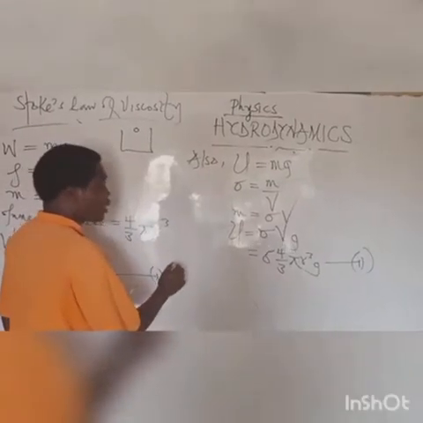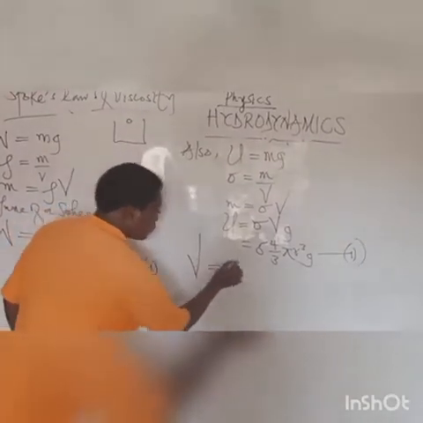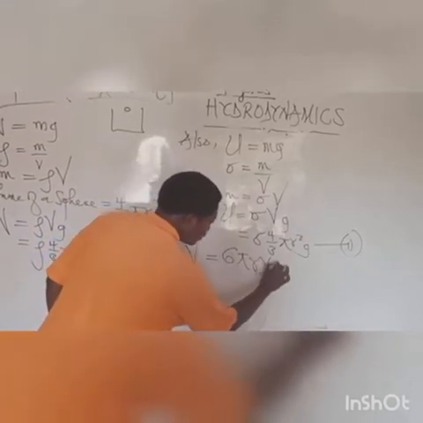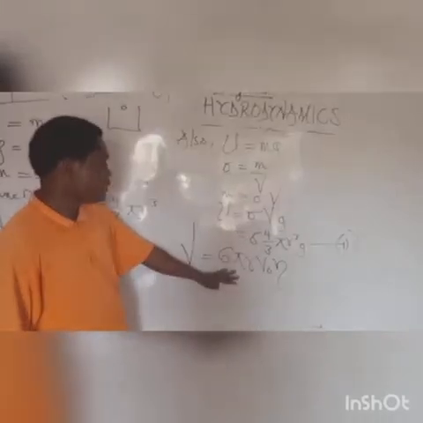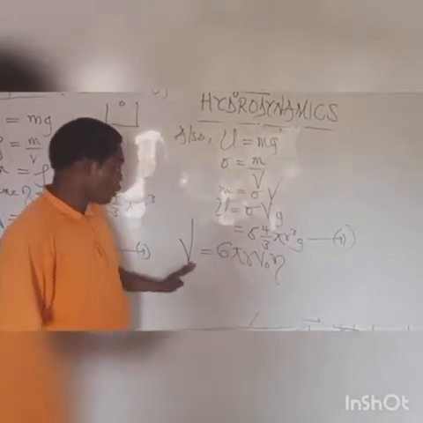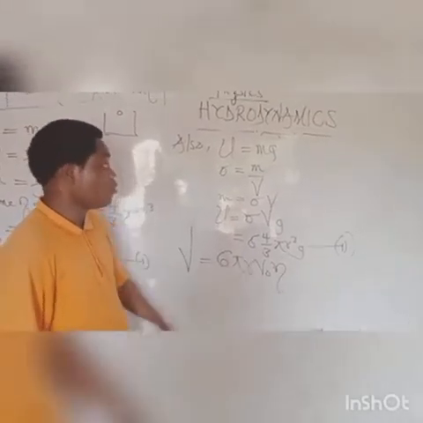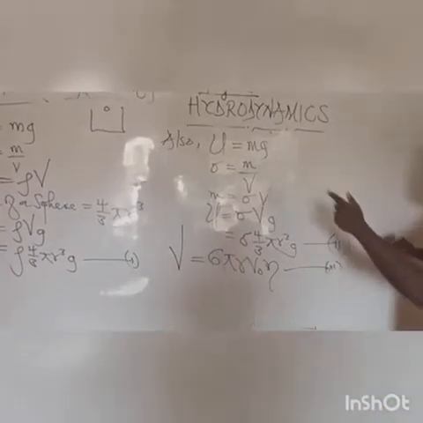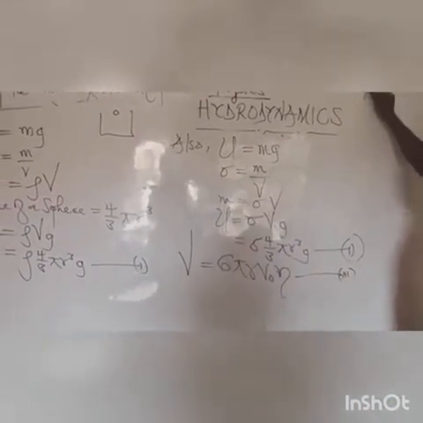According to Stokes, experimentally, V is equal to 6 pi r V naught times the coefficient of viscosity. This is an expression for the viscous force experienced by an object in a fluid. So now, equation 3.